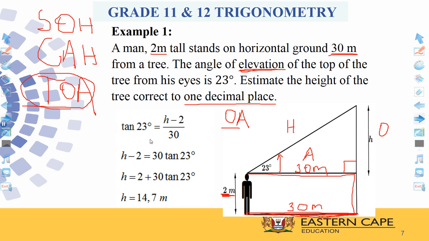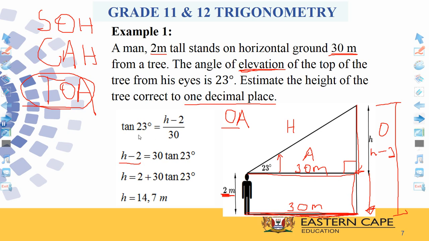Then you say tan 23 is equal to, remember now that the height of a tree, this should have gone down like that one, right? This should have been going down like that one, so that you can see that the total height is that one, and therefore the height of this side only has to be height minus the height of a man, which is minus 2. That is why now you will say tan 23 is h minus 2 over 30, and then you make h minus 2 the subject of the formula.